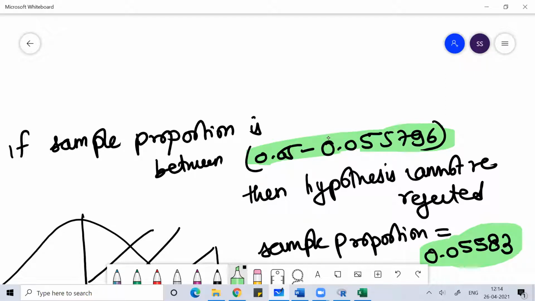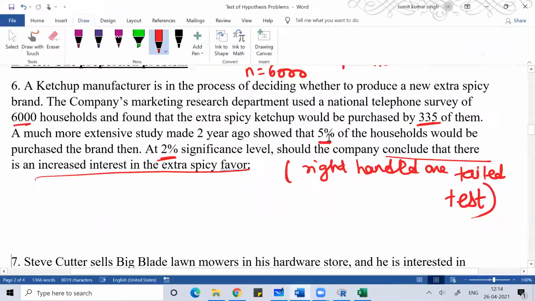If you reject the null hypothesis, it means you're accepting the alternative hypothesis. What is that alternative hypothesis? The alternative hypothesis says that there's an increase in demand for the extra spicy flavor. That is what we need to do. Okay, everyone, now see the next problem.